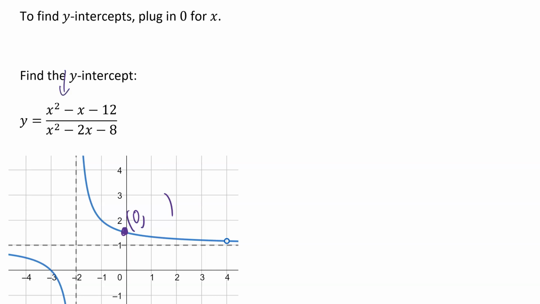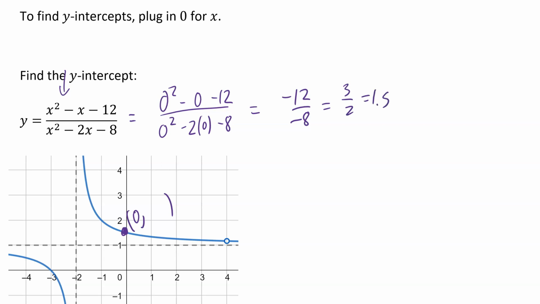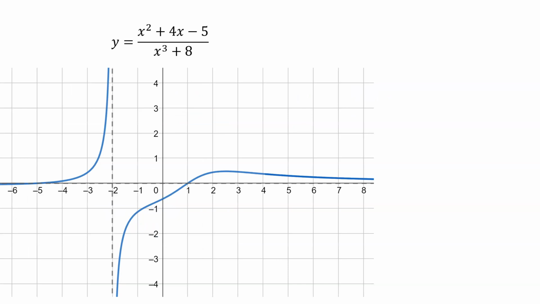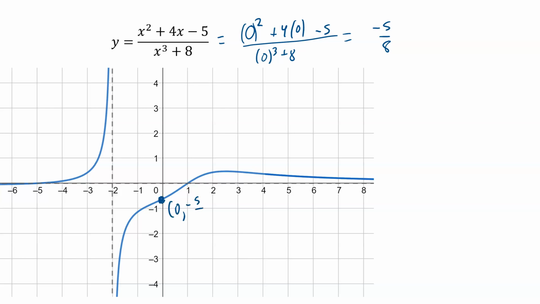For this function, if I plug in 0 for x, I get 1.5. What is my y-intercept? 0, 1.5. For this function, if I plug in 0 for x, I get -5/8. What is my y-intercept? 0, -5/8.